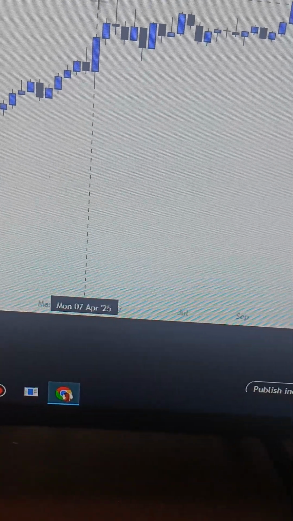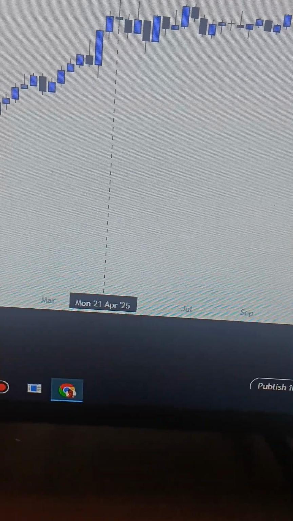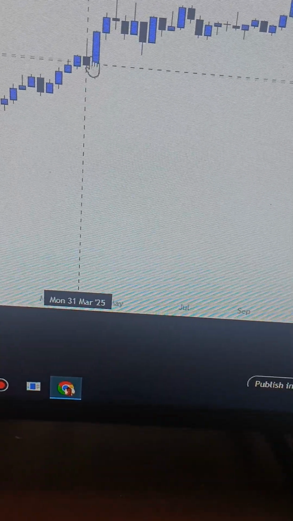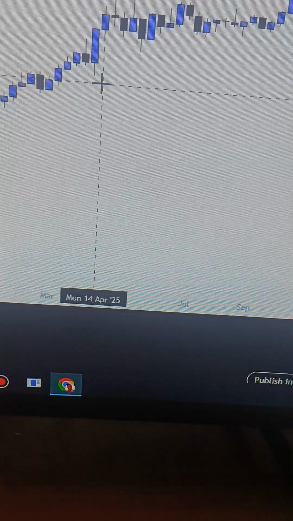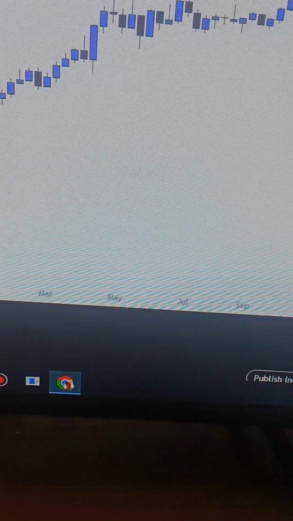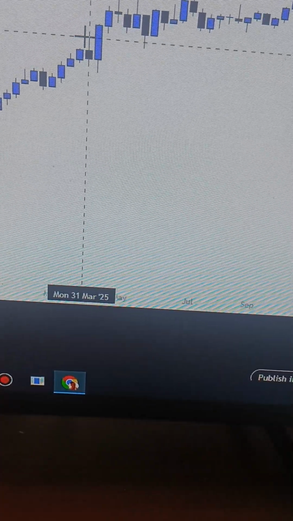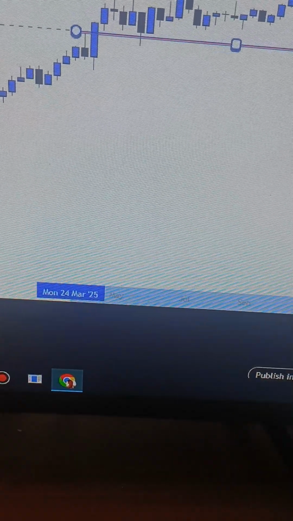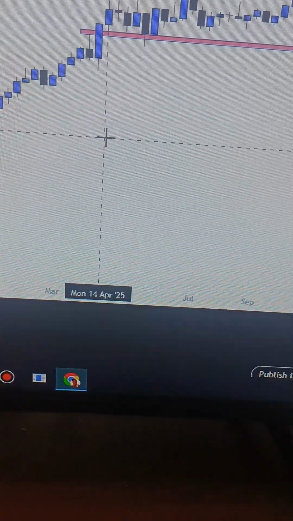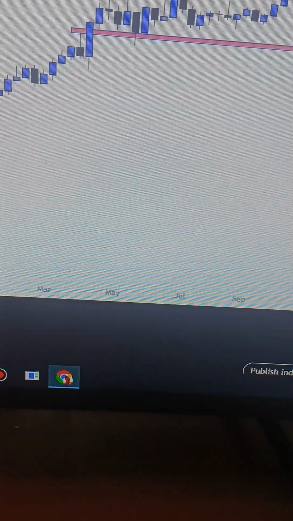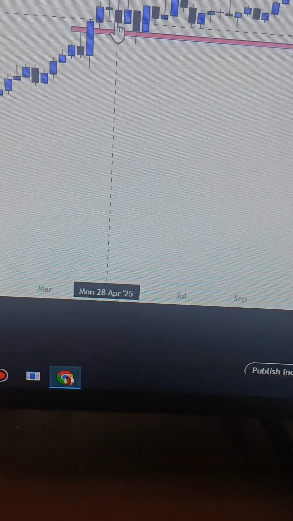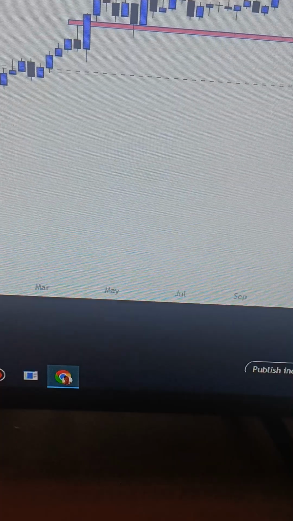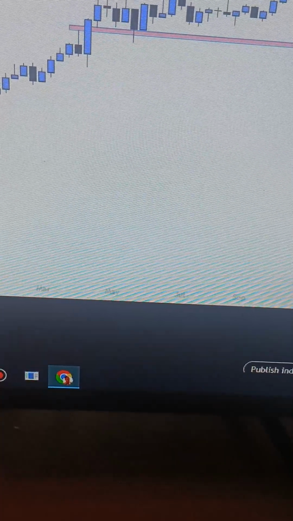So by taking it, when we take this high, we have taken the external liquidity. So by taking this external liquidity, what was left? We have left a fair value gap, right? So this fair value gap, we have found it in weekly. Where will we be observing this fair value gap? We will be observing it in 4 hours.